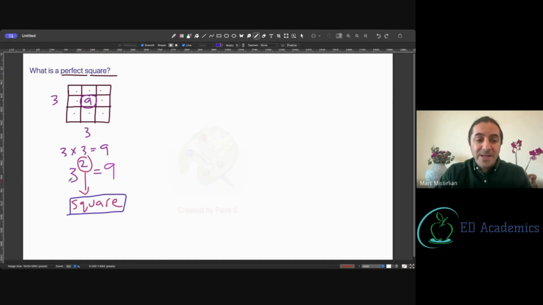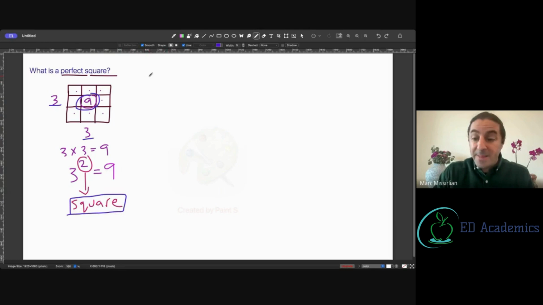3 squared, 3 to the exponent 2, 3 to the second power is 9. Critically, 3 squared is not 6. That's a common mistake young people make. It's not 3 times 2, it's 3 times 3 twice. So we have to know what exponents are. We say 9 is a perfect square because its side lengths of 3 are nice, round, whole numbers that we can count.